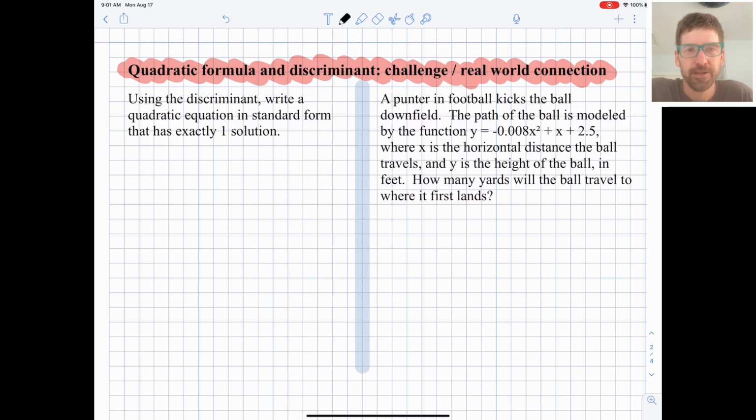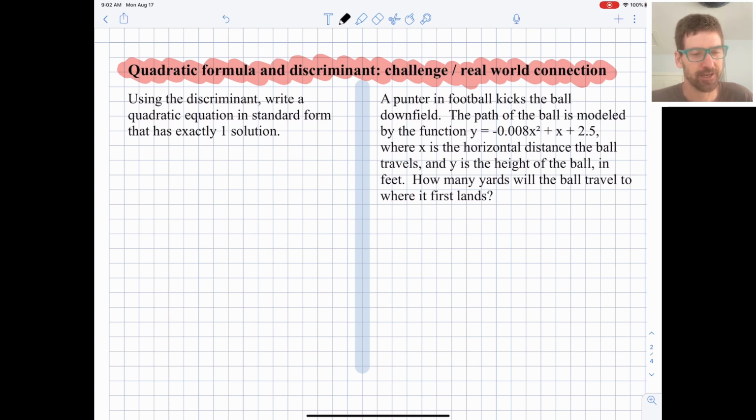All right, this is another video in our work on the quadratic function, and specifically today we will be looking at a challenge in a real-world connection problem using the quadratic formula and the discriminant. I encourage you to pause this video, give these a try on your own, and then check back in and see how you did.